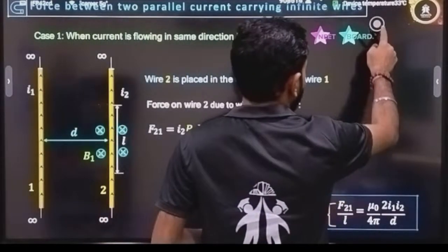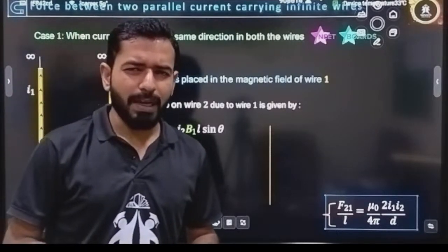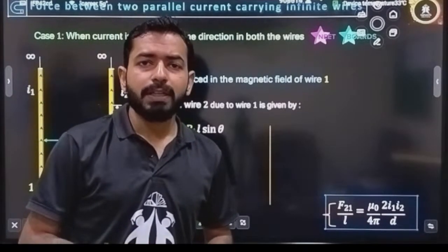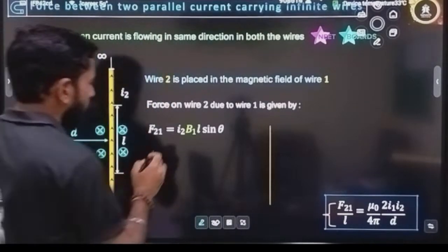I will tell you how the magnitudes will be coming. See, mostly in these kinds of questions, they will be asking you force per unit length. They will not be asking you about the finite force. They will always be asking you force per unit length. So let's see how we will come to that.